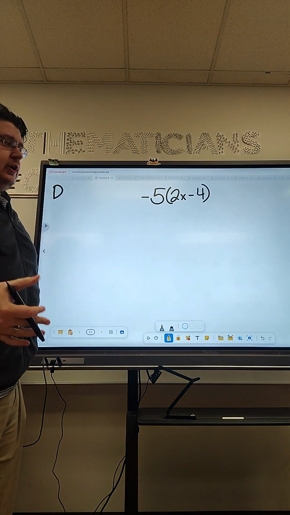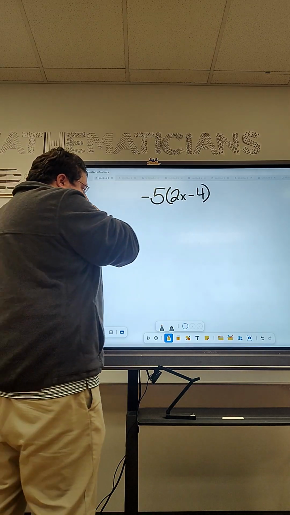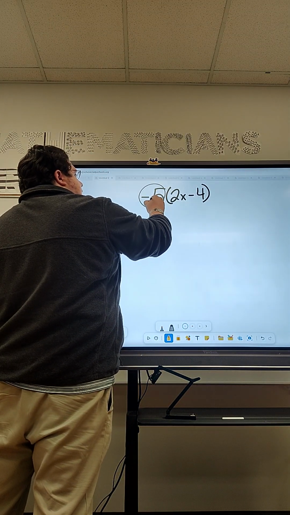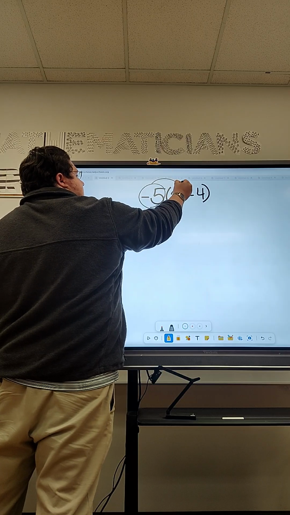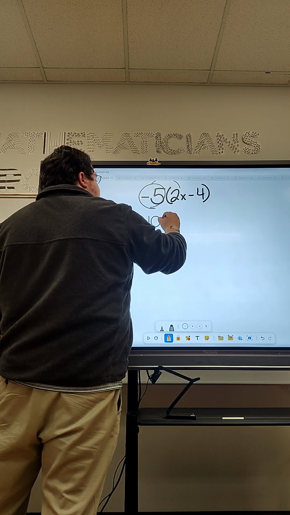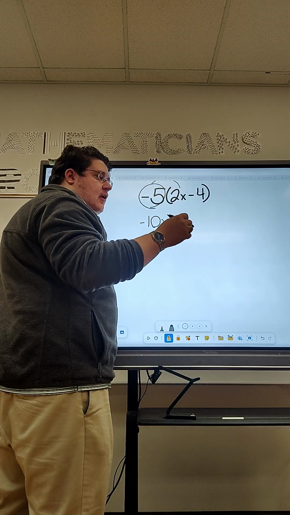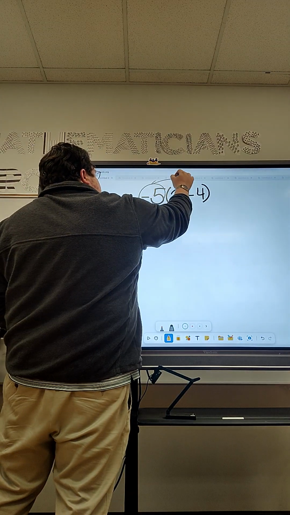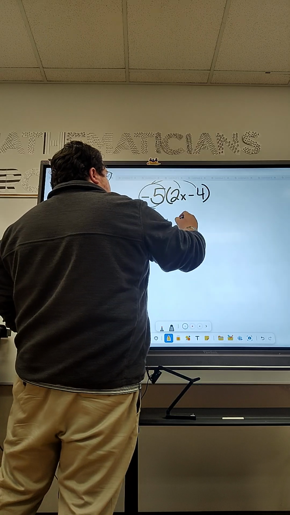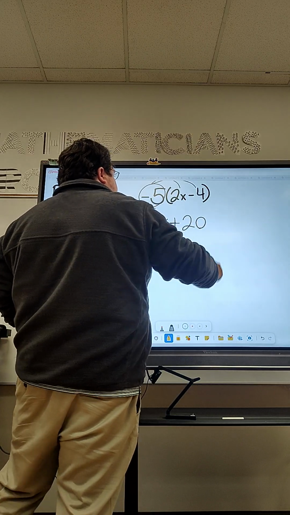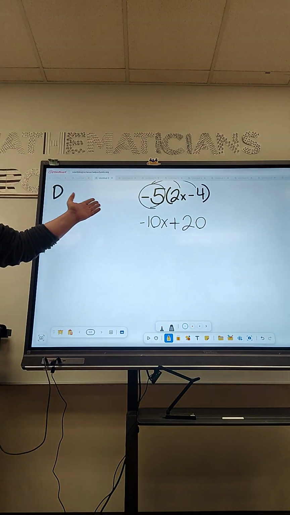One more, just so you guys can get a good view of it. Negative 5 on the outside. Negative 5 times 2x is negative 10x. Do not forget the variables. The variables don't go away, right? Keep the variables. And then negative 5 times negative 4, which is positive 20. Negative times negative is a positive.